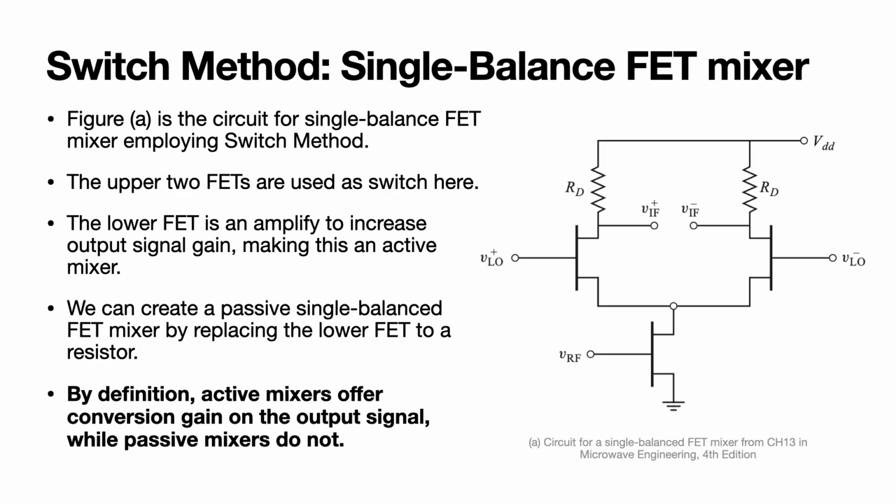Figure A depicts a single balanced FET mixer employing the switch method. The two upper FETs act as switches, manipulating the RF signal based on the LO signal's frequency. This switching action ultimately generates the desired IF signal at the output. Notably, the lower FET functions as an amplifier, boosting the output signal's gain, making this an active mixer. By replacing the lower FET with a resistor, we can create a passive single balanced FET mixer. By definition, active mixers offer conversion gain on the output signal, while passive mixers do not.